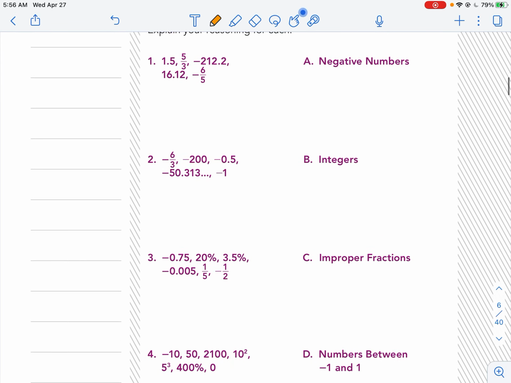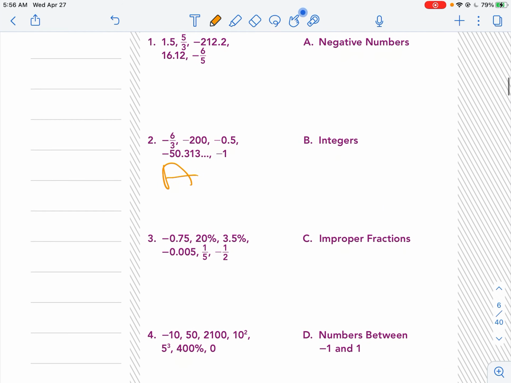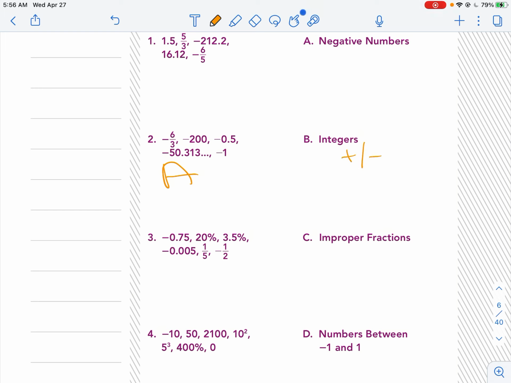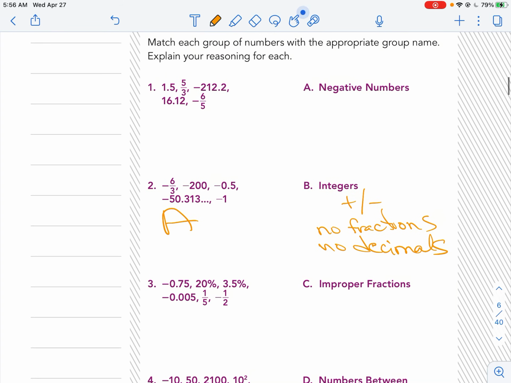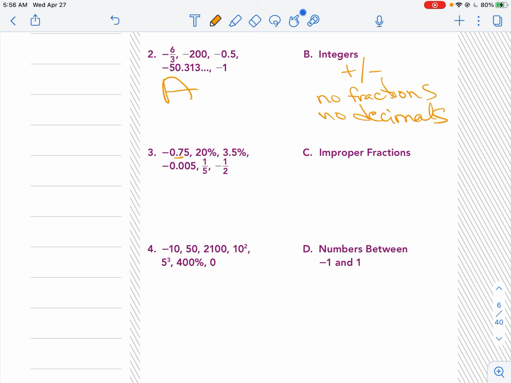So, negative numbers. This one is the only one that has all negative numbers. Integers, it means positive and negative numbers. No fractions. No decimals. So I have to look for something that doesn't have any fractions or decimals. Well, this one has a decimal, so that's not it. This one has a decimal, so that means it must be this one right here.